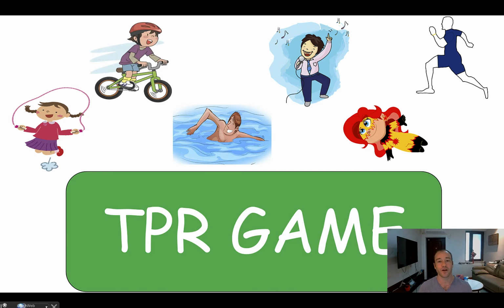So before you play the game, you can re-drill the actions, make sure they know. Go through it one by one. You know, skip rope, and they do the action. Ride a bike, they do the action. Swim, they do the action. And just drill it really, really quickly, and then you tell them, you're going to do the actions, you say the word, okay? Don't do the action, you say the word, okay?